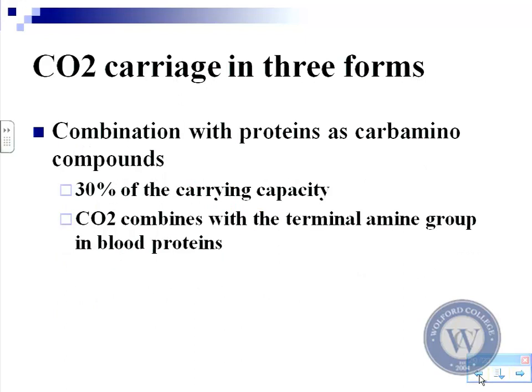The CO2 carriage is in 3 forms. Like I said before, the last one, 30%, is the carboamino compound, which is 30% of the carrying capacity. The CO2 combines with terminal amine groups of blood proteins.